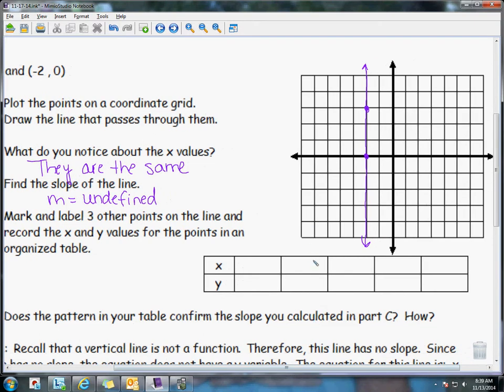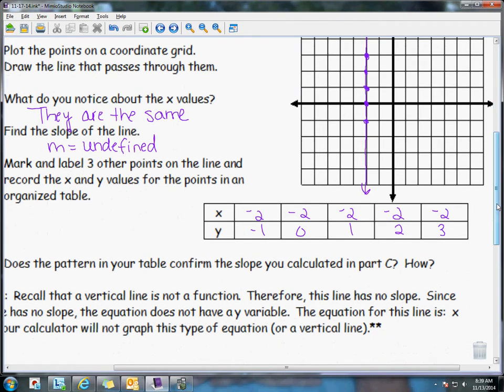Okay, so we're going to do our table again. This time though, our x's, they don't change. So my x value is right here at negative 2. So I'm going to put negative 2, negative 2, negative 2, negative 2, and negative 2. What does change is our y values. So it doesn't matter which ones you pick. So we can do negative 1, 0, 1, 2, and 3.